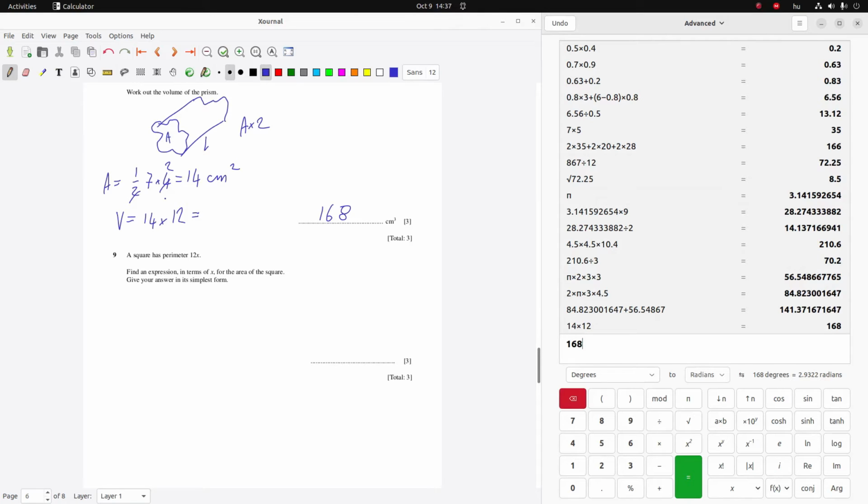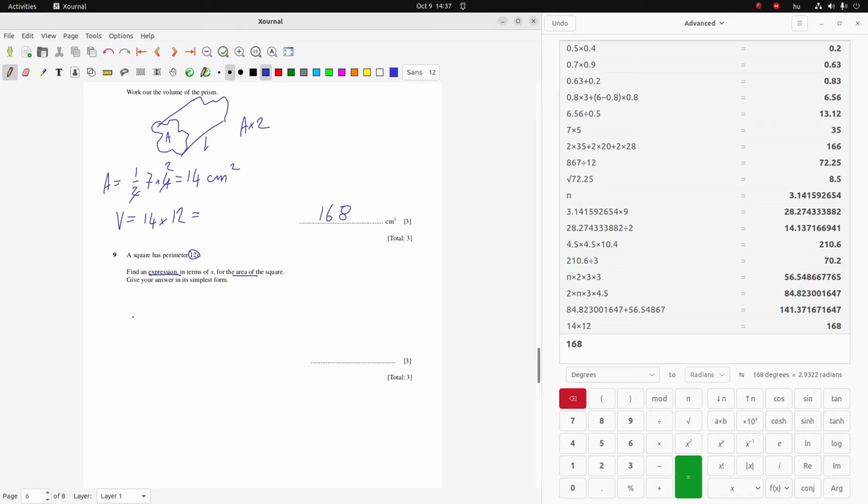Okay, moving on to the next question. We've got question 9. A square has a perimeter of 12x. Find an expression in terms of x for the area of the square. Give your answer in its simplest form. Okay, that's an interesting question. We know the perimeter, and we want an expression in terms of x for the area.